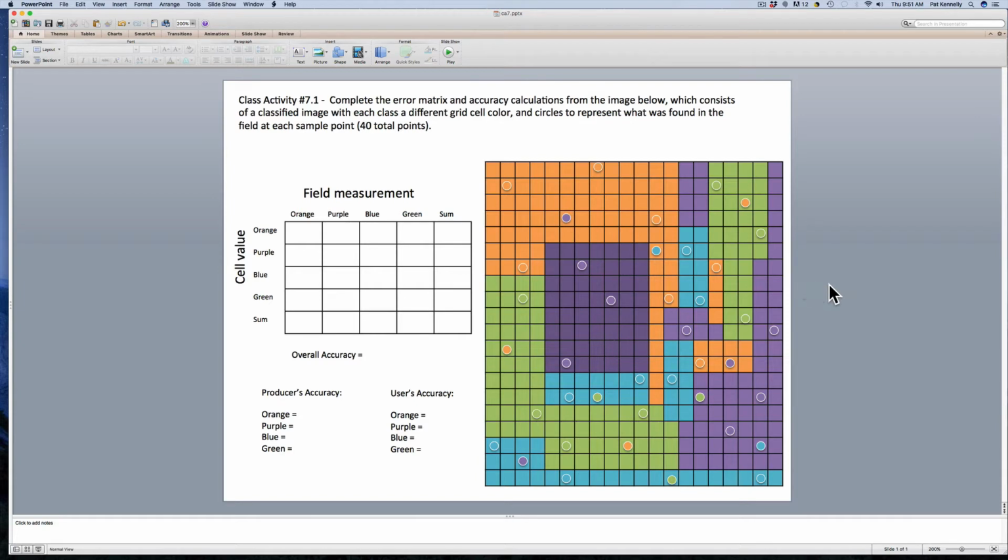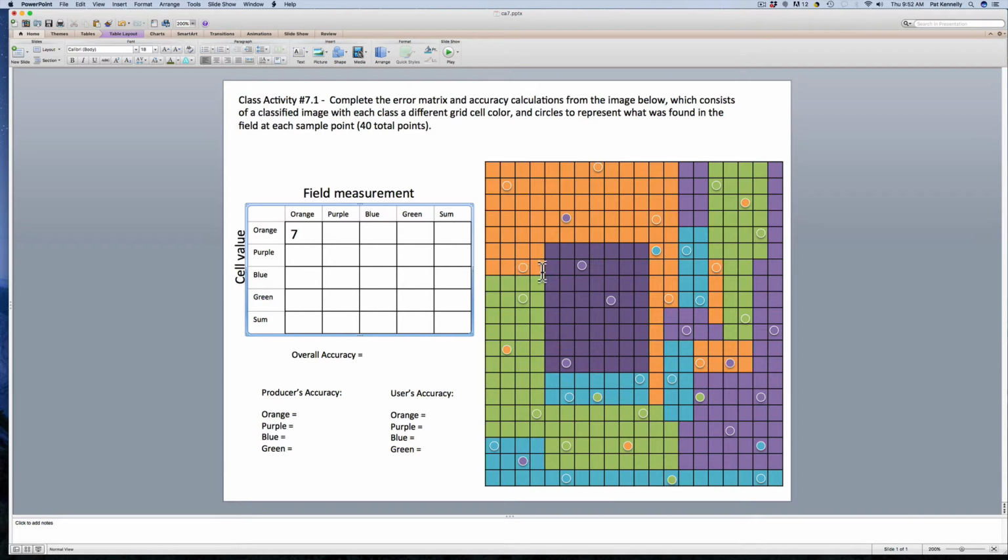So what we want to do is see how many times we were right and how many times we were wrong. And the way we organize that is in an error matrix. So let's take one example here, and we're going to compare the field measurements to the cell values. If we look at the field measurements that turned out to be orange, we can look at how many actually landed in orange areas. And that would be 1, 2, 3, 4, 5, 6, and 7. So 7 that we thought were orange actually turned out to be orange.